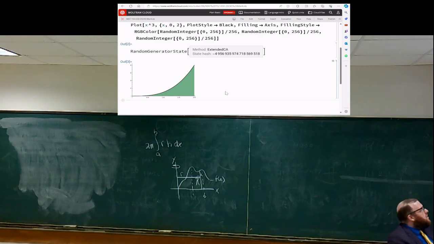Right, so there's our region, right? You're rotating about the y-axis.